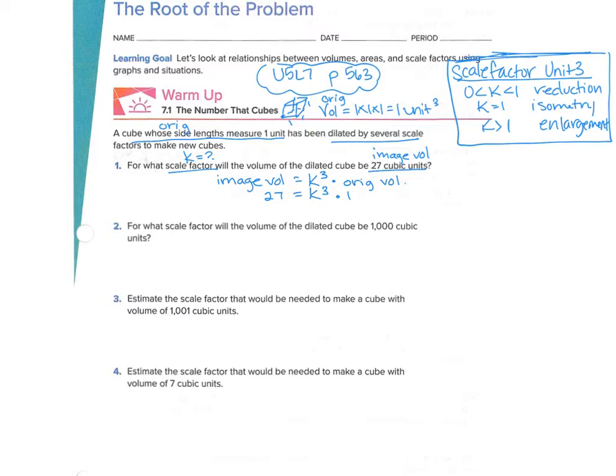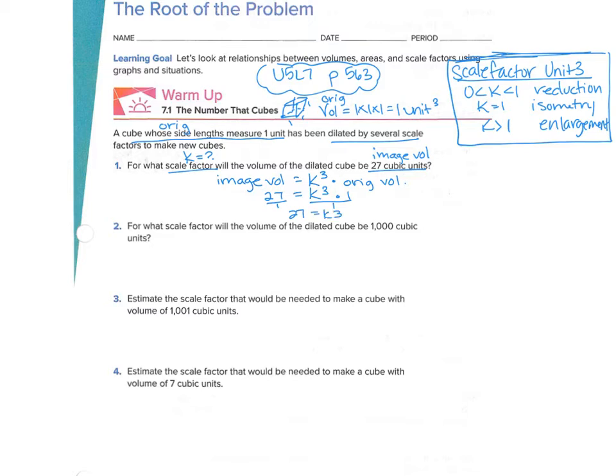Technically, we need to divide both sides by 1. I'm going to do it just this one time because it's really an unnecessary step as far as writing the work. But I do need to isolate k cubed. So if my original volume was something other than 1, it's really important I divide by that number. But when I do that, I just get 27 equals k cubed.